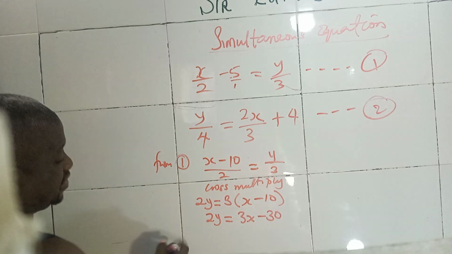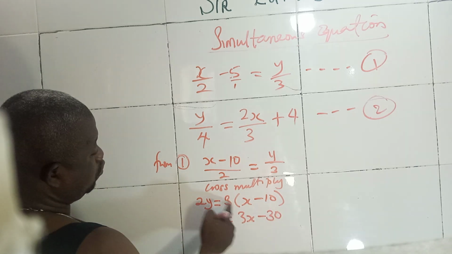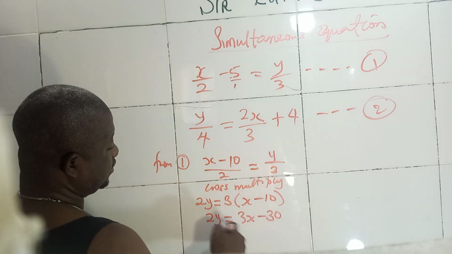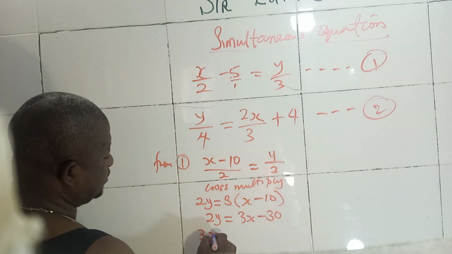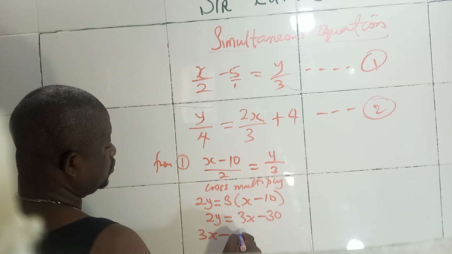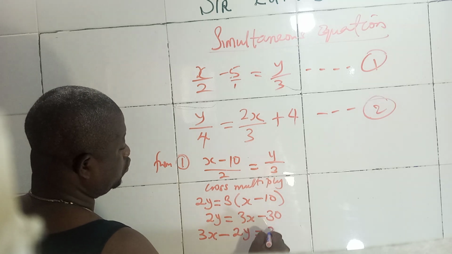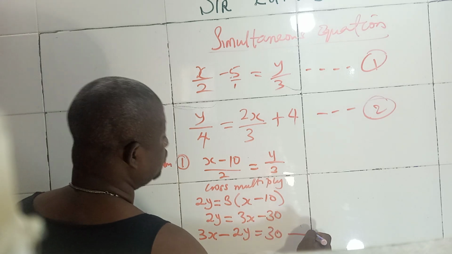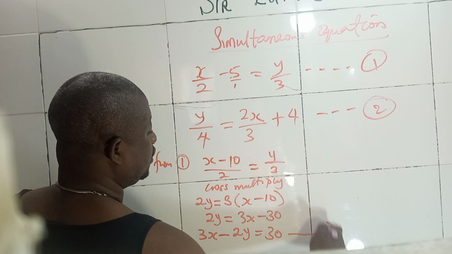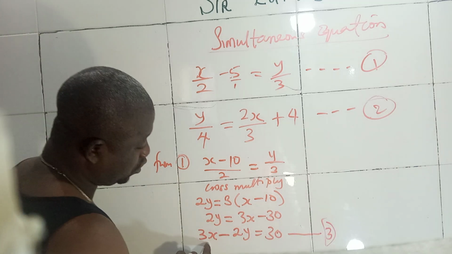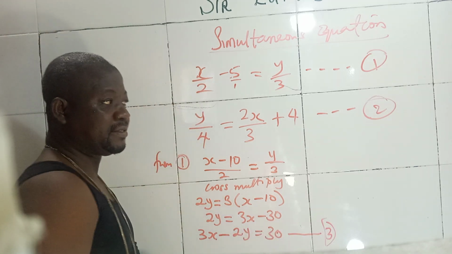So you now rewrite this expression. This one will come to this side. So you now have 3x minus 2y is equal to 30. So you can call this one equation 3. So you can see that I've rewritten this one in a normal simultaneous equation.